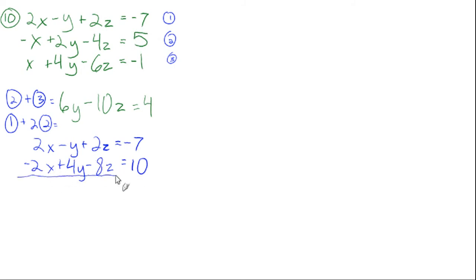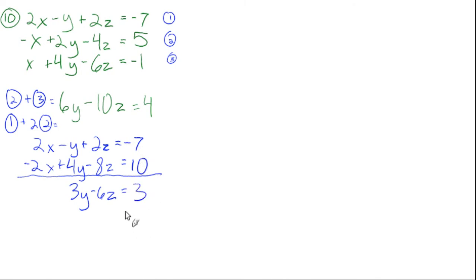So we'll add these together now. 2x minus 2x is 0x. 4y minus y is 3y. 2z minus 8z is negative 6z. And 10 minus 7 is 3.